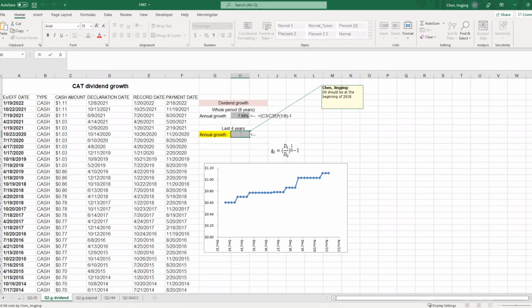Similar here for using the data of just the last 4 years, so half of the sample period, equals here divided by, now we should have 1 year, 2 year, 3 year, 4 year. So 19. Okay, and then these two numbers are pretty consistent. One is roughly 8%, another one is 9%.